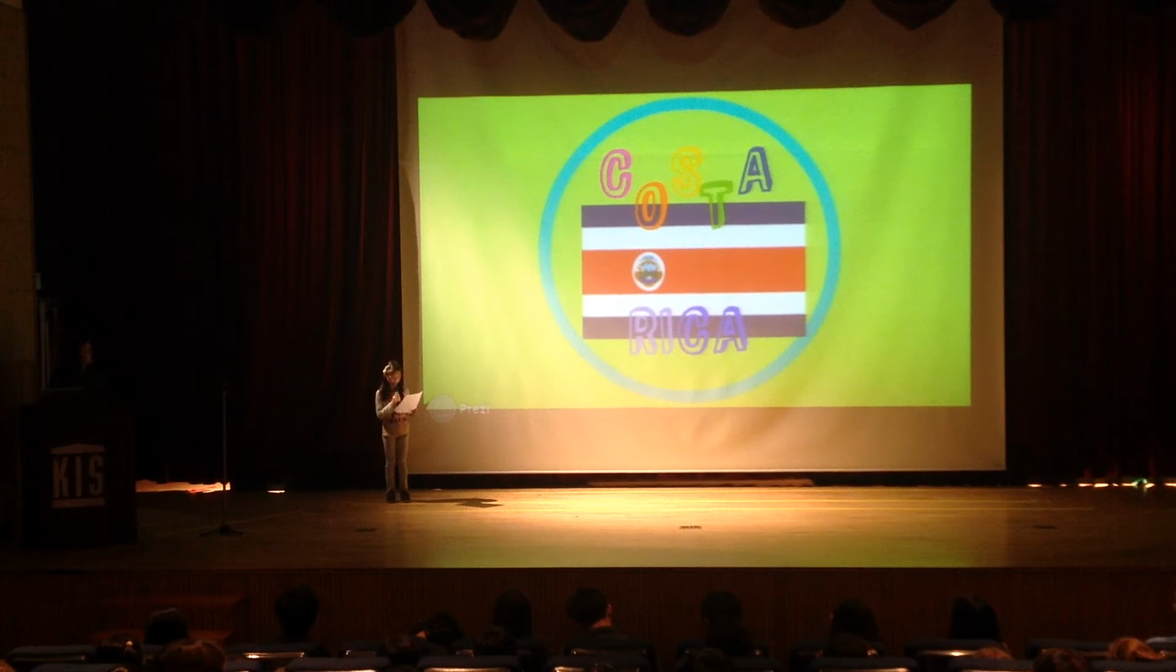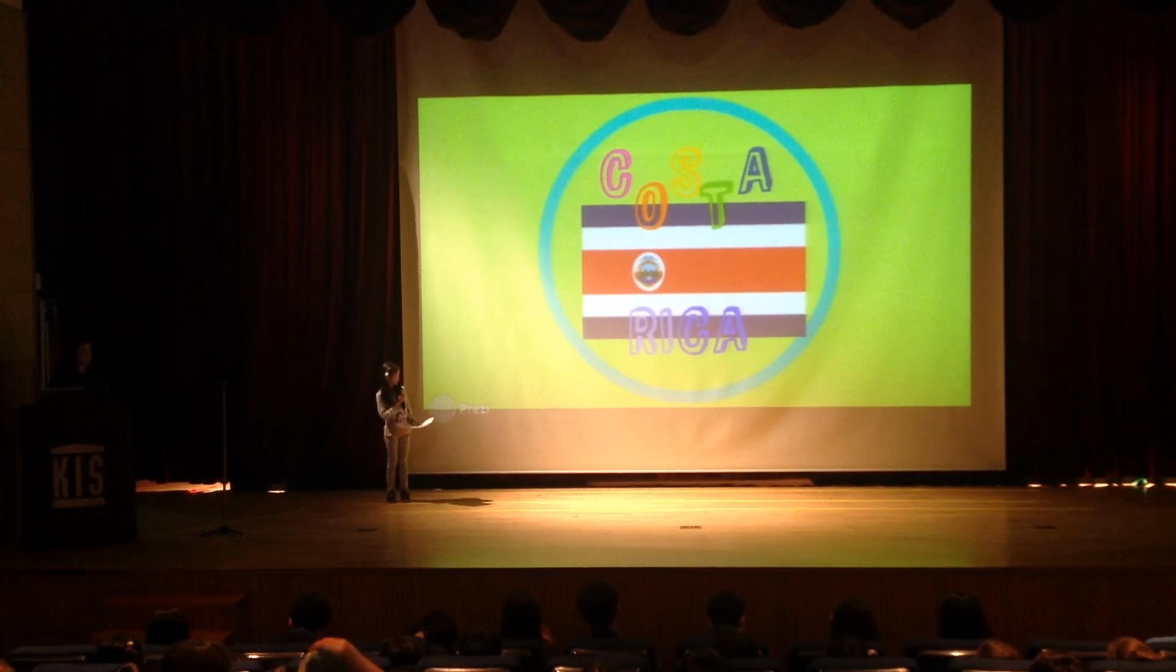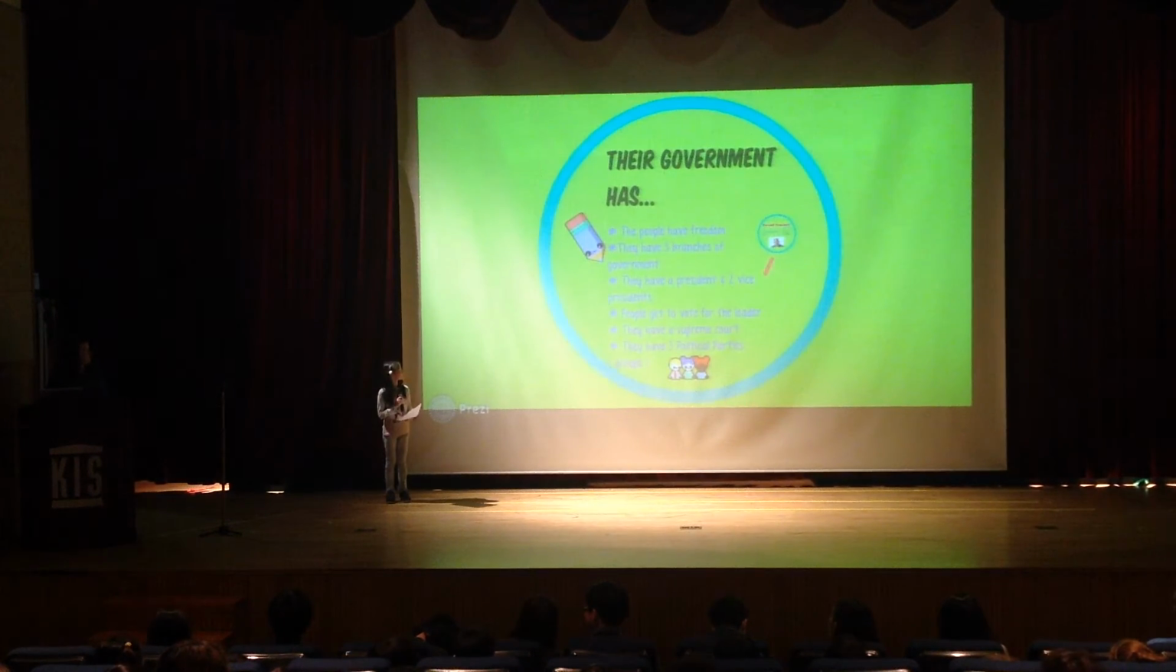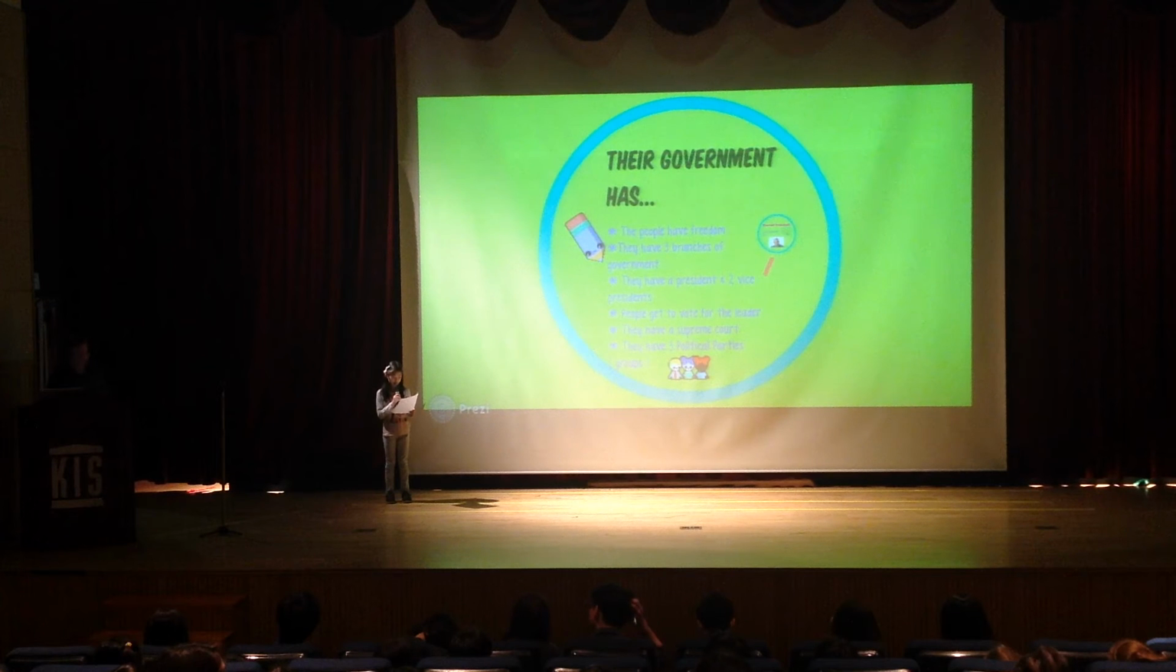The example of republic government I'm going to use is Costa Rica's, and that is their flag. Things that the government has are that people get to do what they want. They have three branches of government: the executive, judicial, and legislative. They have a president and two vice presidents.